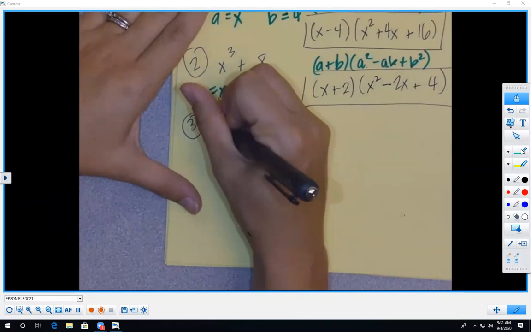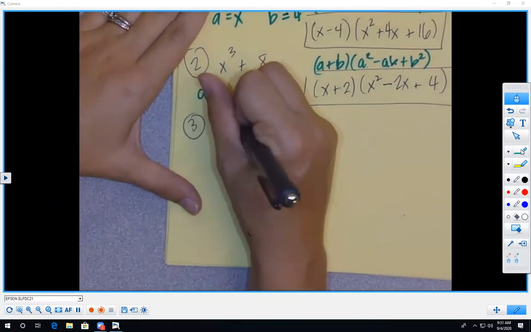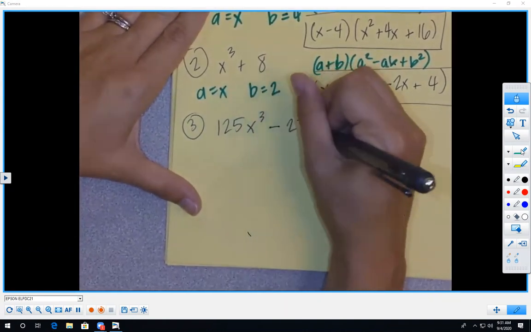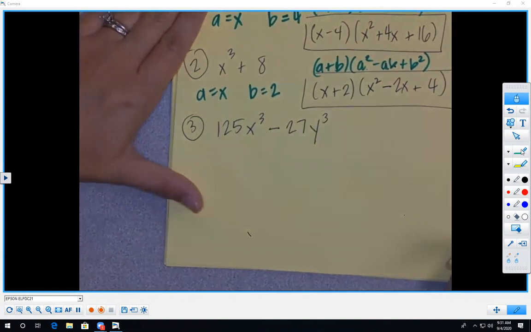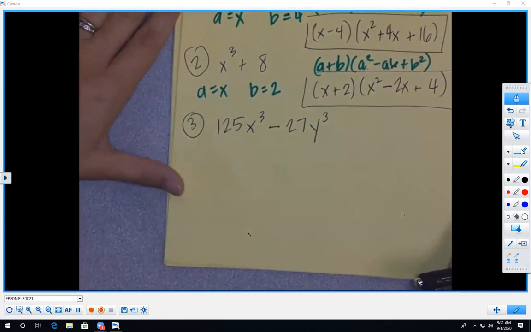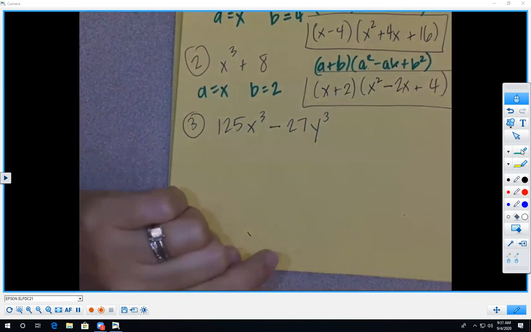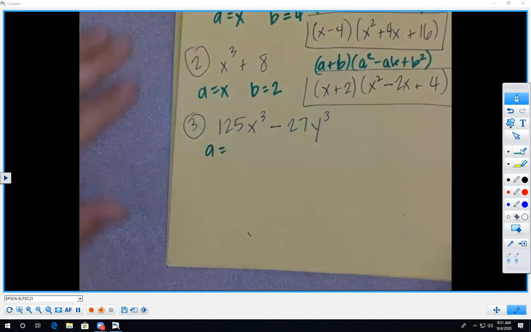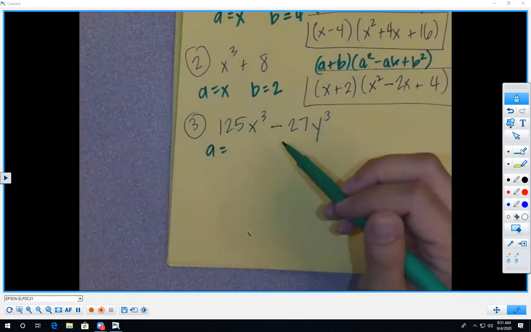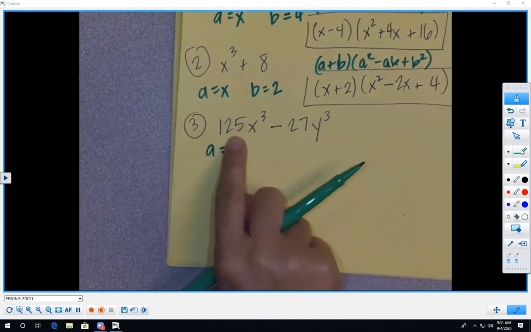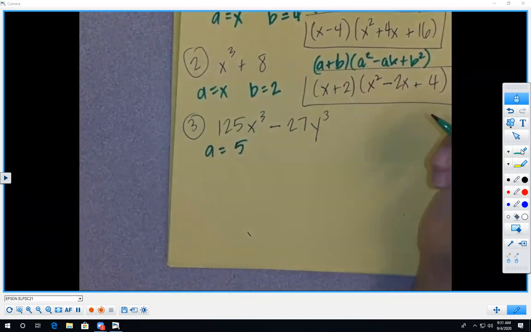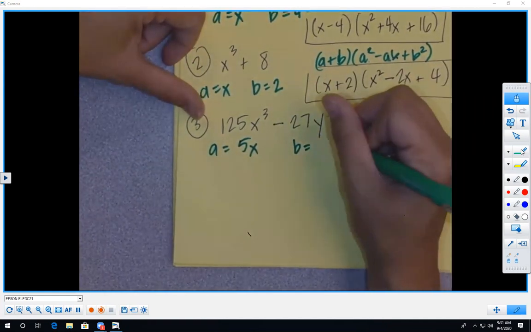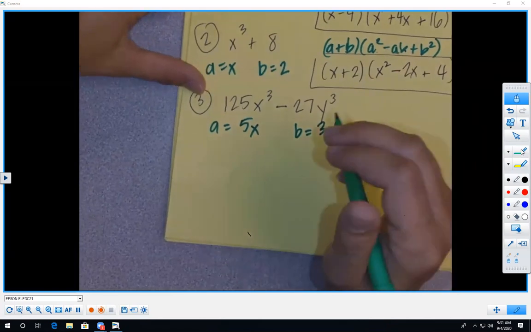What about if it was 125x to the 3rd minus 27y to the 3rd? So this is about as hard as it gets. What's my a value here? Yeah, a is the cube root of 125x cubed. So what number times itself 3 times gives me 125 is 5. And then the cube root of x cubed is just x. What's my b value here? 3y. Okay, this one's a little bit trickier when you're plugging it in.